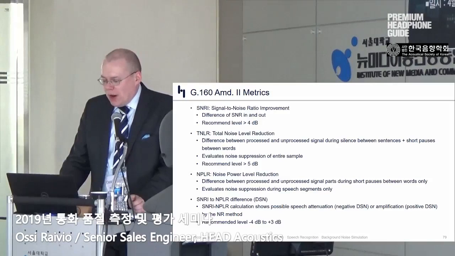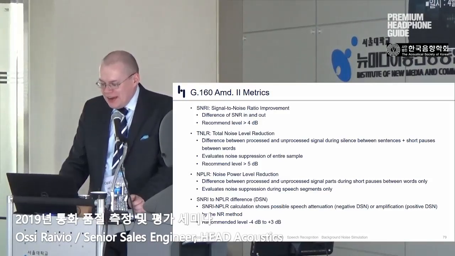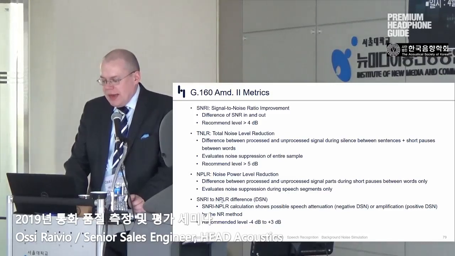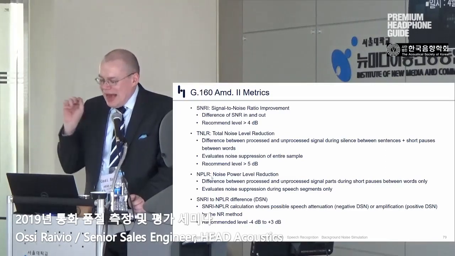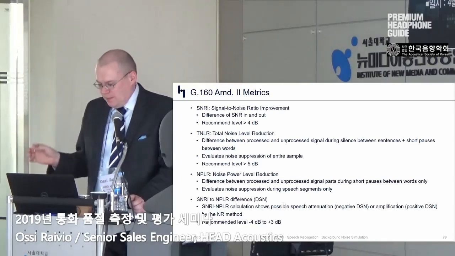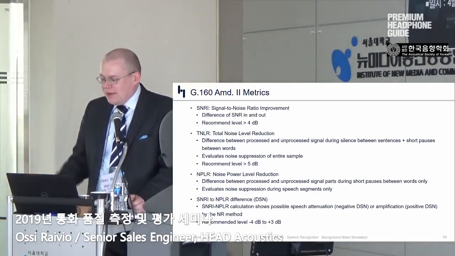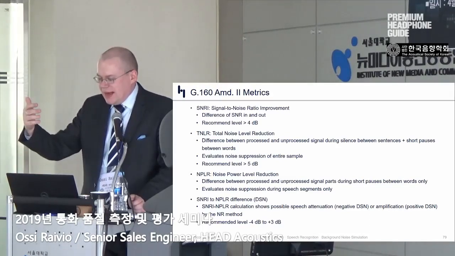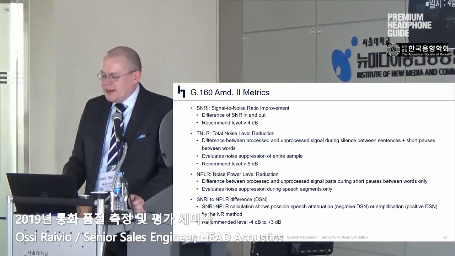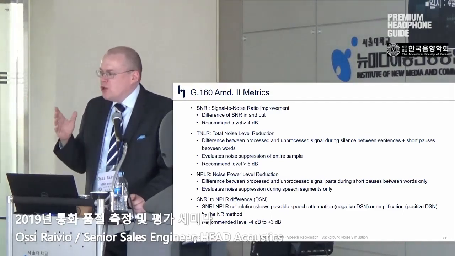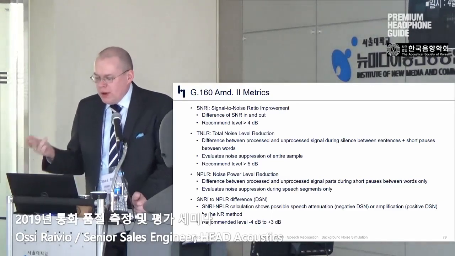And the final one, which is called DSN, is just the SNRI and NPLR, the difference between them. And the target is to have zero DSN. Because if you have a negative DSN, then the speech is attenuated. Or if you have a positive DSN, the speech is amplified. But the target is that you should have relatively close to zero DSN.